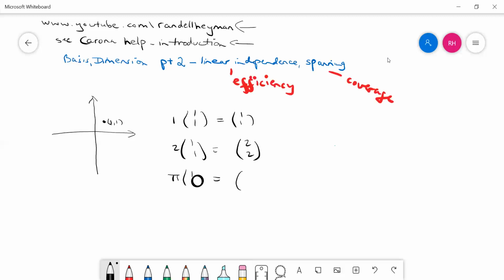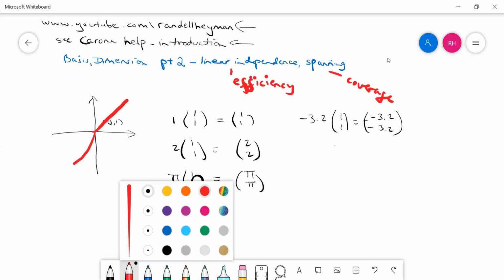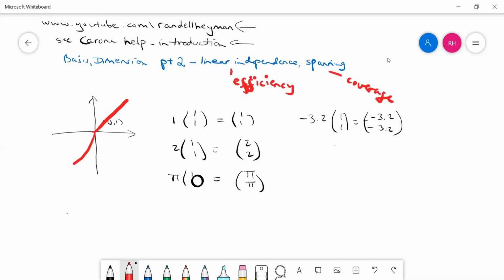Well, that will just get me pi and pi. I could have up here negative 3.2 times 1, 1, and that would just give me negative 3.2 and negative 3.2. Now, if we look at all these possible points for every multiple, what you see is that all you do is you just get this line. Wow, that's thick, isn't it? Let's make that a bit thinner for future. Okay, so just using this one vector, 1, 1, we're not getting the coverage, which I talked about before. We want to be able to describe any point in the plane, and we can't do it just with 1, 1.